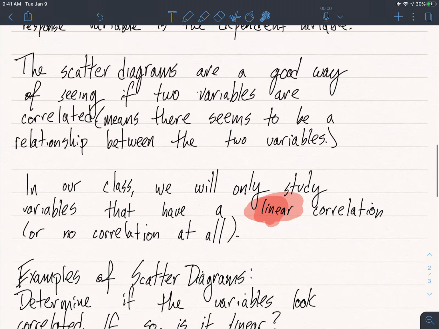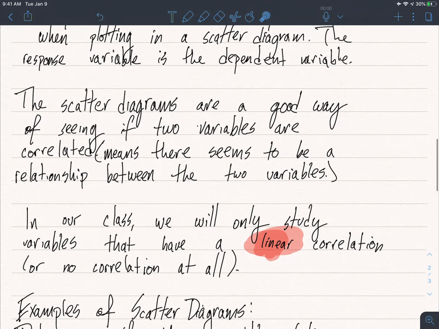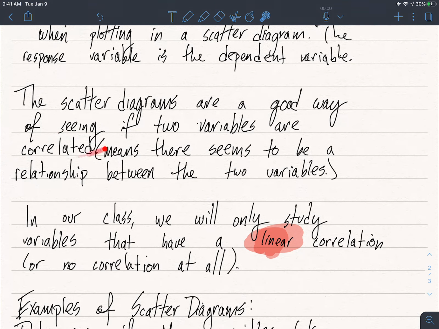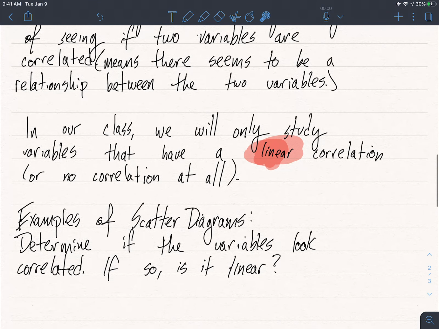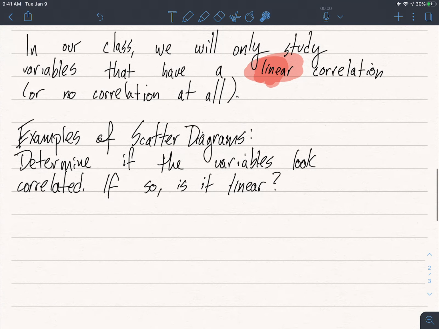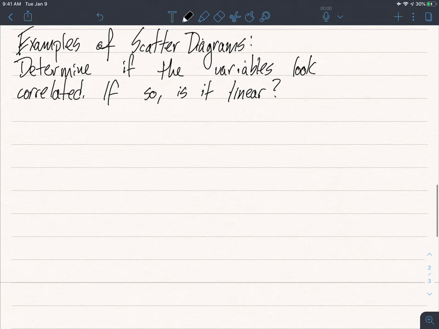And why are we doing this? This is a good way to see if there's a relationship, which mathematically means that they're correlated, co-related, meaning there's a relationship between them. For our class, we're going to be focusing on linear correlations, things that show up as lines. All right, cool. Now we've recapped examples of scatter diagrams, and we want to ask ourselves, do they look related?